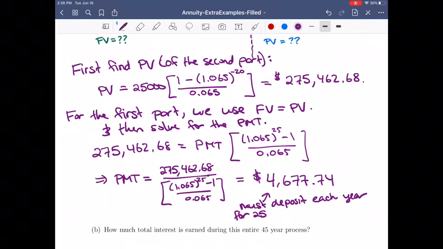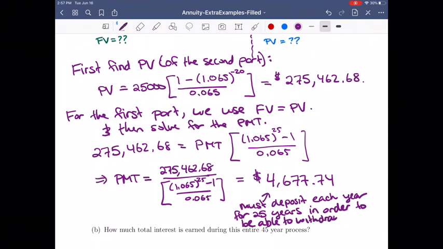So this is what we must deposit each year for 25 years in order to be able to withdraw $25,000 each year for 20 years after.